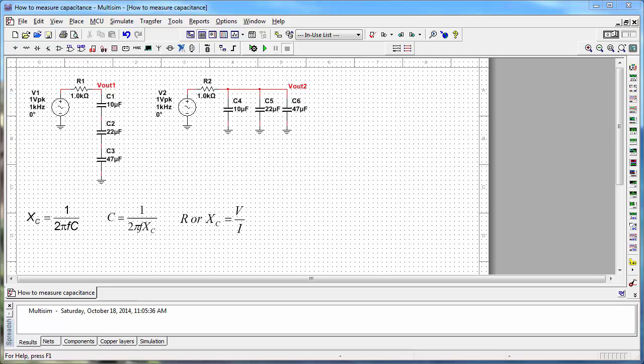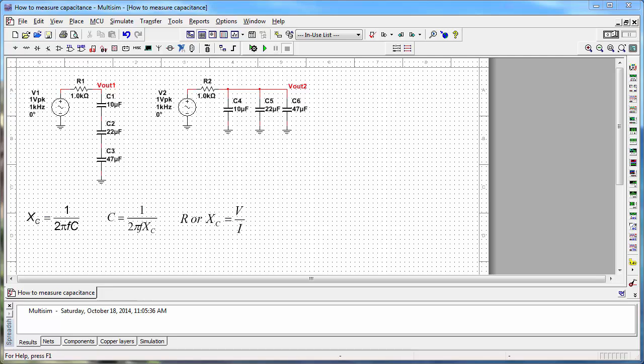Today we're going to learn how to measure capacitance using Multisim. We already know how to combine capacitors. That capacitors C1, 2, and 3 would actually combine like resistors in parallel. And capacitors 4, 5, and 6 in this circuit would combine like resistors in series.